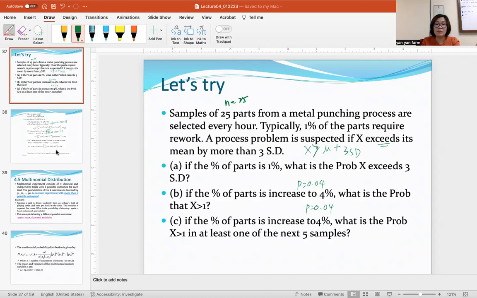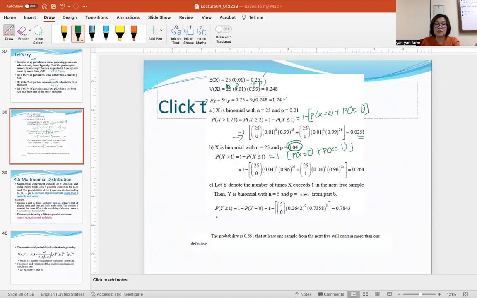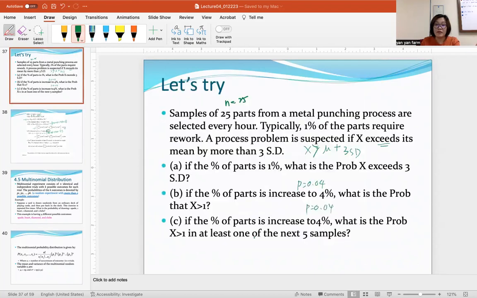So what is the probability X equals 1? And at least one of the next 5 samples. Now I just focus on the first 5 samples, so my N equals 5. My P equals 0.04. Okay, so I'm looking for P(X bigger than 1).